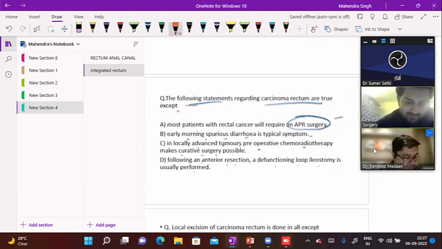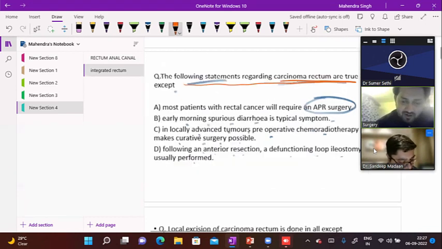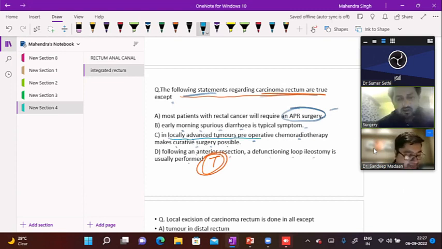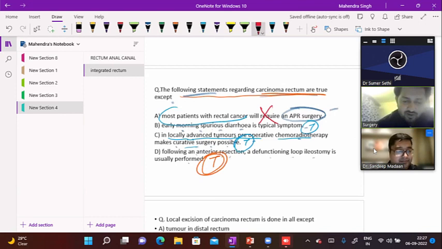The following statements regarding carcinoma rectum are true except: following anterior resection, a defunctioning loop ileostomy is usually performed. That is a true statement, and after maybe 6 weeks you can reverse that loop ileostomy. In locally advanced tumor, preoperative chemoradiotherapy makes resection possible. That is true. Early morning spurious diarrhea is typical. True. Most patients with rectal cancer will require APR. That is the incorrect statement. These days, because we have better instruments and staplers, in many cases we can go for LAR, which previously were mostly APR. So option A is incorrect.